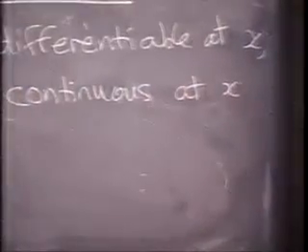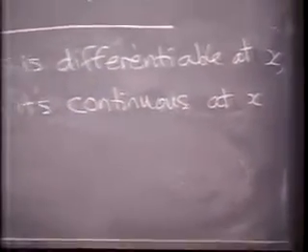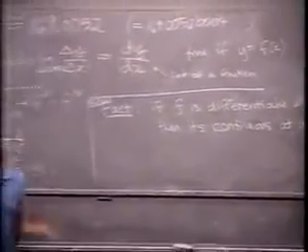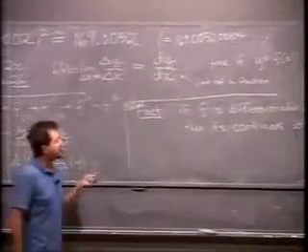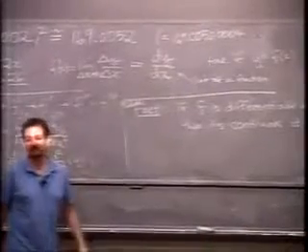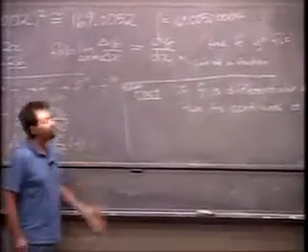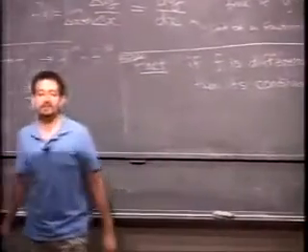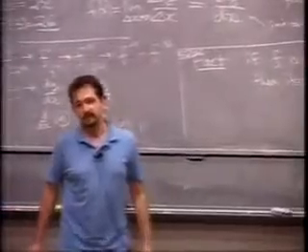At the same point. Now remember, for it to be differentiable, you need that certain limit, f of x plus h minus f of x all over h, to exist. So of course, f has to be defined at x for it to be continuous. But it's not totally obvious that just being differentiable means it's continuous. Nevertheless, you can prove that that's true.